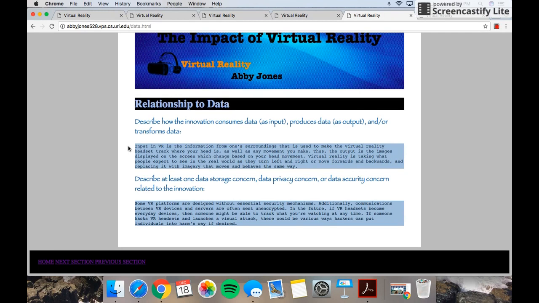So I talked about how the input in virtual reality is the information from your surroundings that is used to make the VR headset track where your head is and any movement that you make, and therefore the output would be the images displayed on a screen, which change and move around based on your head movement. And virtual reality is taking what people expect to see in the real world as they turn left and right or move forwards and backwards, and it's replacing it with imagery that moves and behaves the same way.